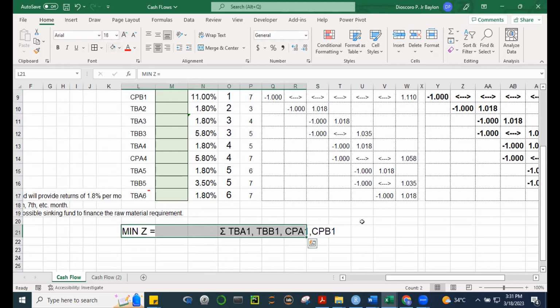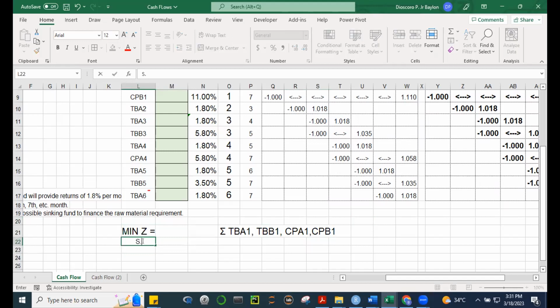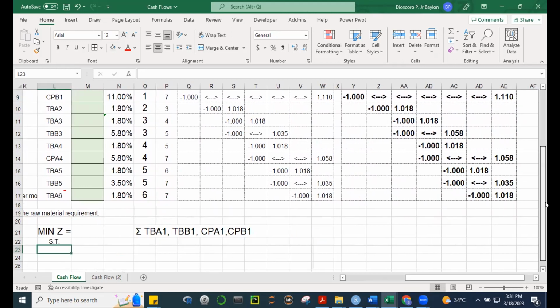All right. So let's go to the constraint class. Subject to, what will be our constraint? Subject to, anyone please? Can anyone give me a constraint?